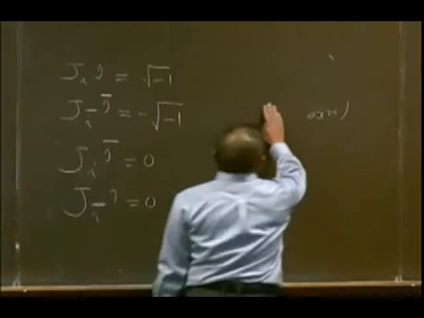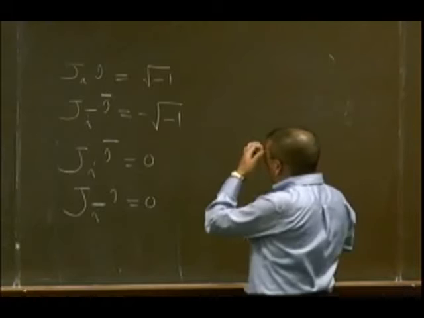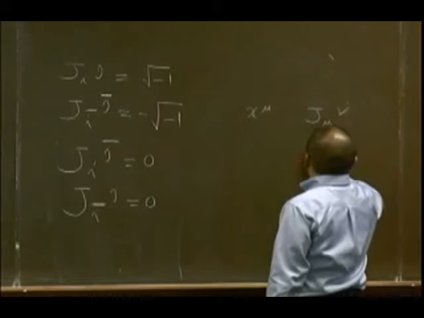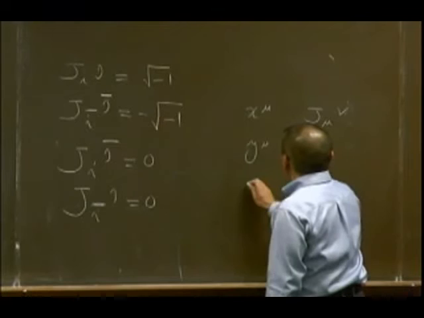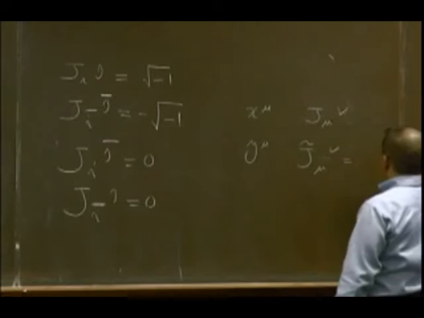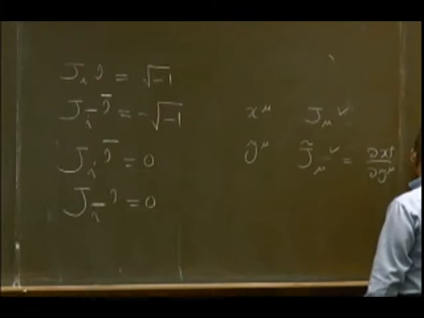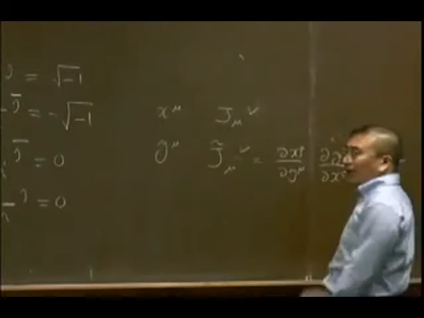So you know that if you choose coordinate X mu, then you can express the matrix in terms of this coordinate. If you choose another coordinate Y, we define another matrix J by coordinate change, which is del X rho, del Y mu, del Y nu, del X sigma, J rho sigma. So this is how the matrix transforms under change of coordinate.